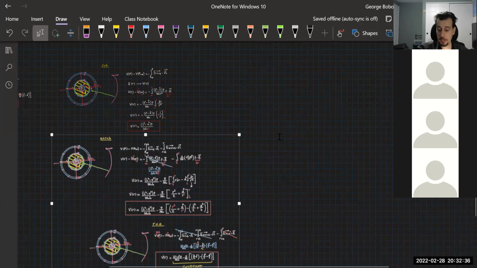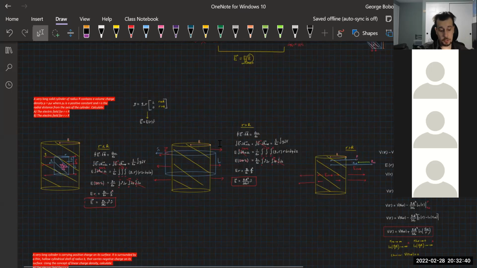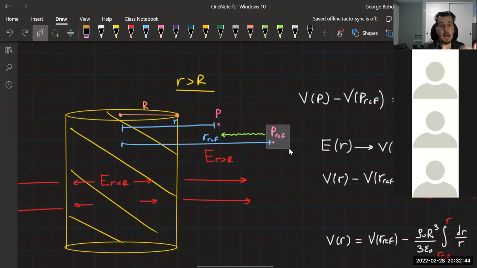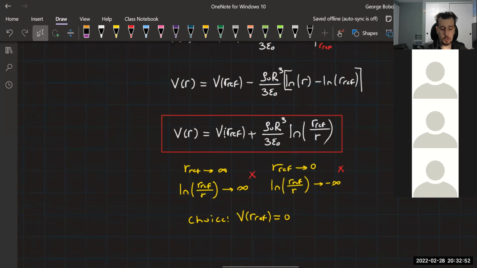So what changed again in the previous problem? What was different in the cylinder? The only difference was, once again, that this was not at infinity. I put it somewhere finite. This RF was not infinity. And when I was working through the problem and I got my result, I had the option if I want to set this as 0.